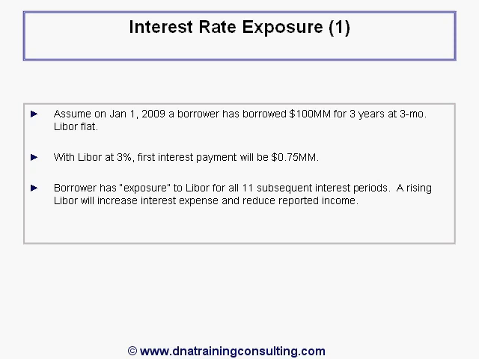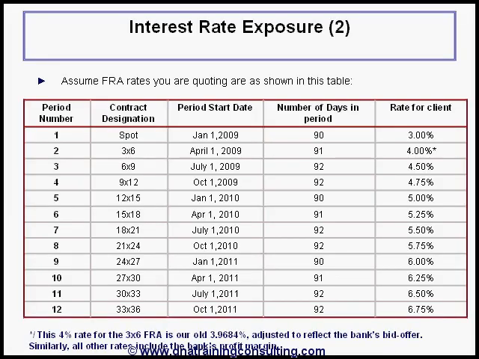The company has traded FRAs with you before and now asks you to quote them your FRA rate for each of those 11 periods until the loan's maturity. The rates you are showing, which include your profit margin, appear in this table.